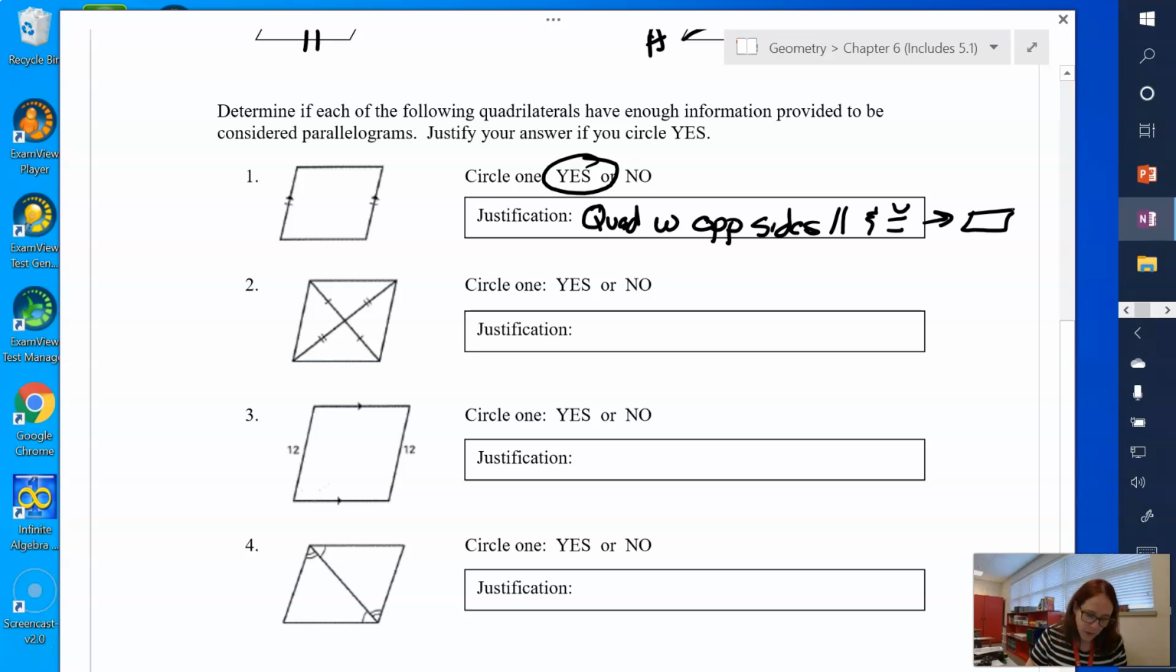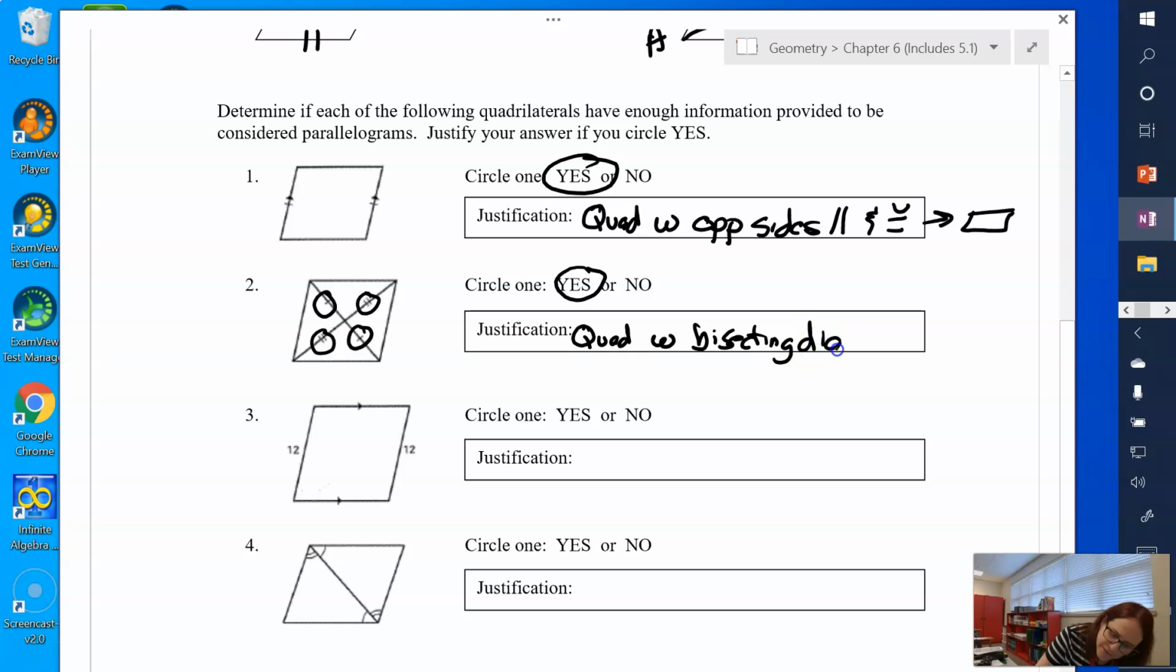Next one. Look at the way these diagonals are marked. Look very carefully. I see congruent there and there, so that diagonal was bisected. I also see congruent there and there, so the second diagonal was also bisected. So I do have both diagonals being bisected. So I'm going to say yes, quad with bisecting diagonals implies parallelogram.